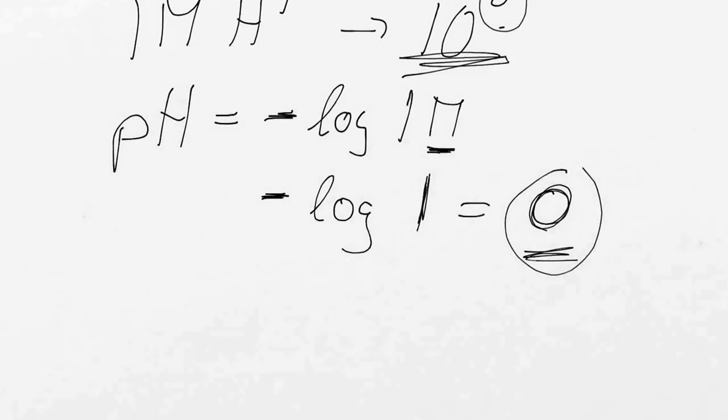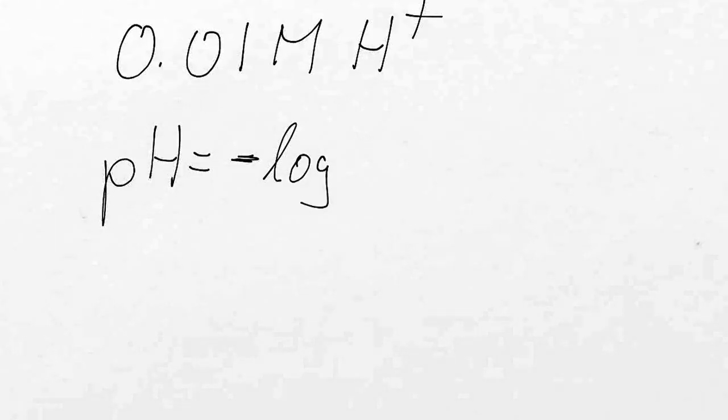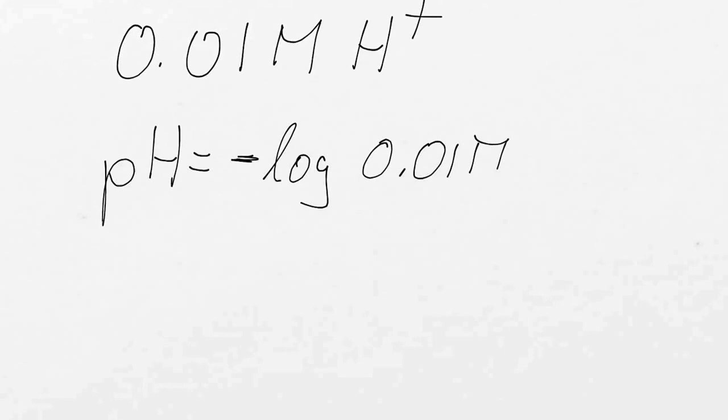Okay, what about I have a 0.01 molar concentration of protons? So pH equals minus log of the proton concentration. What's the proton concentration? 0.01 molar. Well, it has to be in molar, but the pH doesn't have a unit. Okay, can you put that in your calculator?